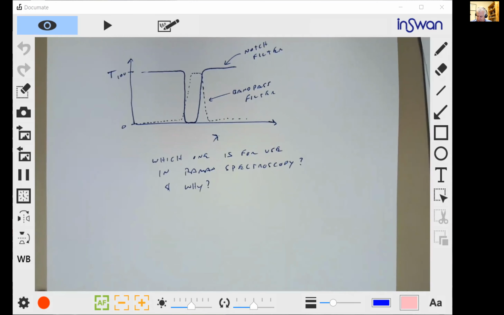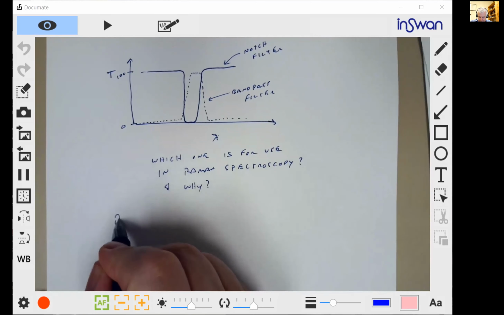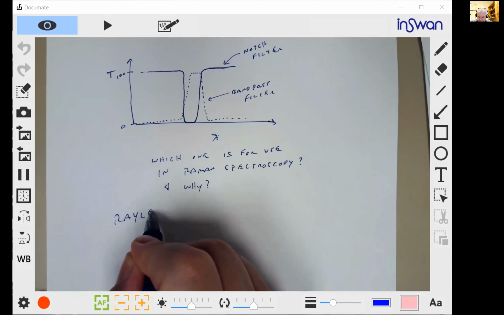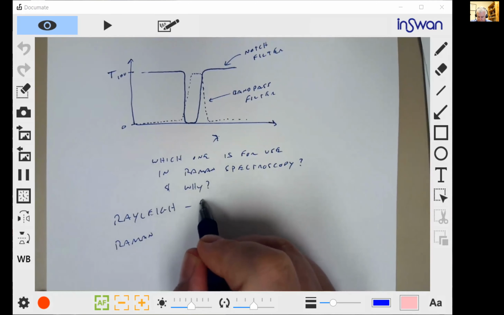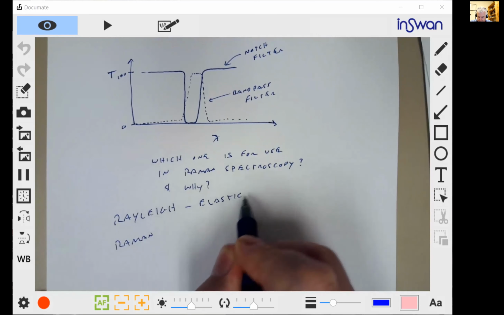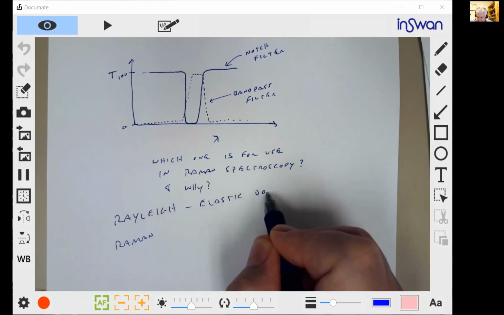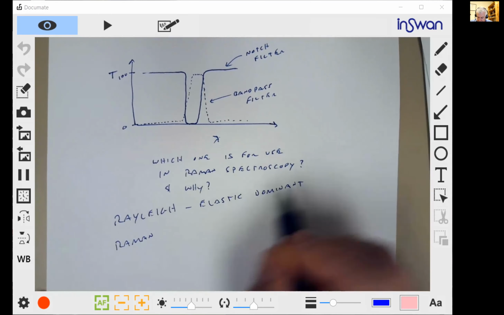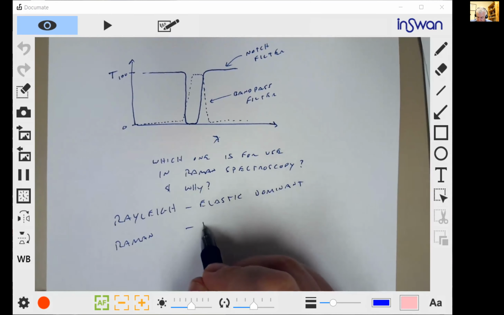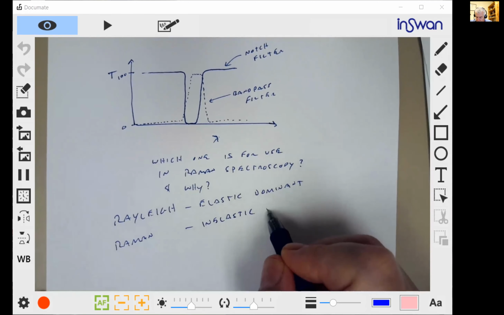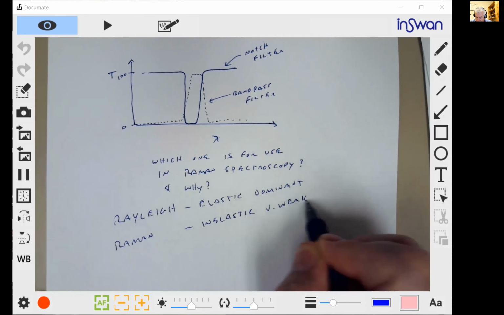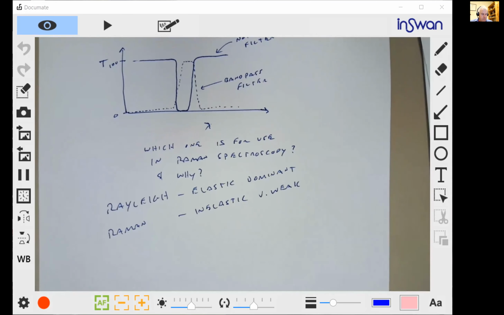Recall that in Raman, there's two processes, right? One is Rayleigh and one is Raman. Rayleigh scattering is elastic and it's dominant. And Raman scattering is inelastic and it's very weak.